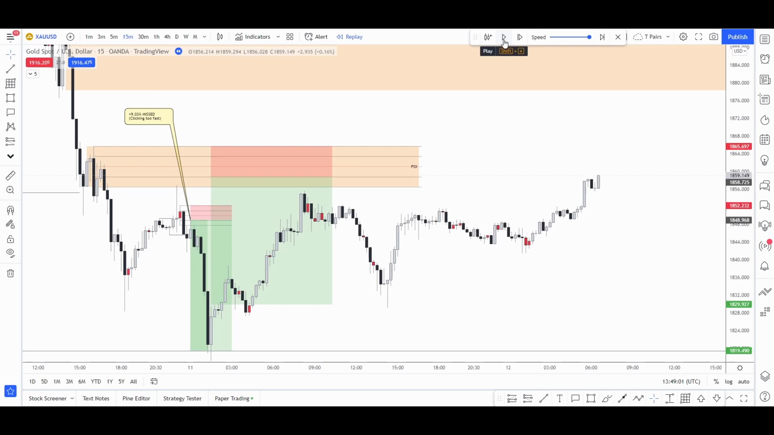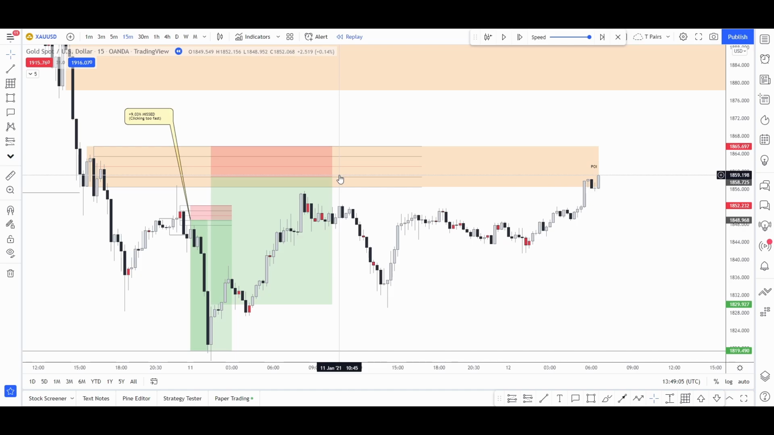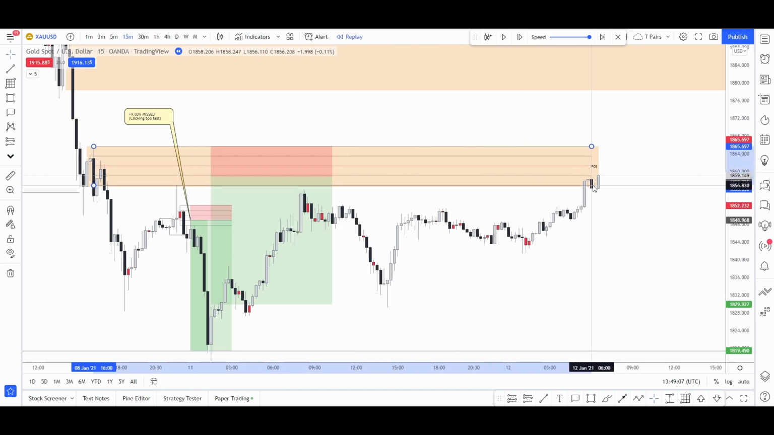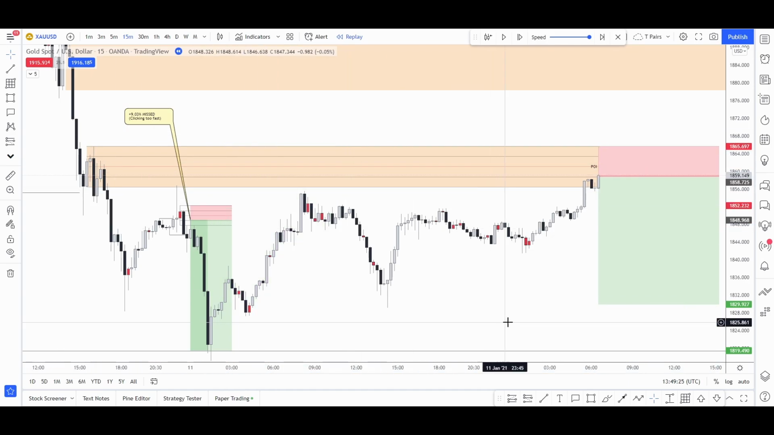Does that look like we've been tagged? I think it does look that way. Yeah, I think that we've just been tagged in here. Okay, cool. So we're in a trade, which is super. Slide this along. Right, so we're in this trade.